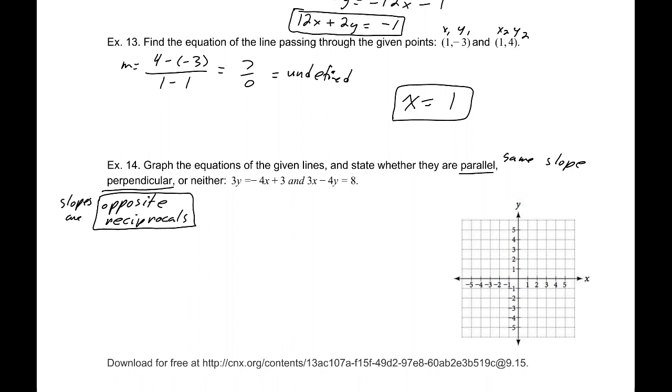So let's first isolate the y value and graph these two. Well, for this first one, we will divide by 3 on both sides, which gives us y equals negative 4/3 x plus 1. So to graph that, I'm going to start at my y-intercept of 1, and I'm going to go down 4 and to the right 3. Okay, which brings me to the point 3, negative 3. And I can go in the opposite direction, up 4, so vertically 4, and horizontally 3 to my left.